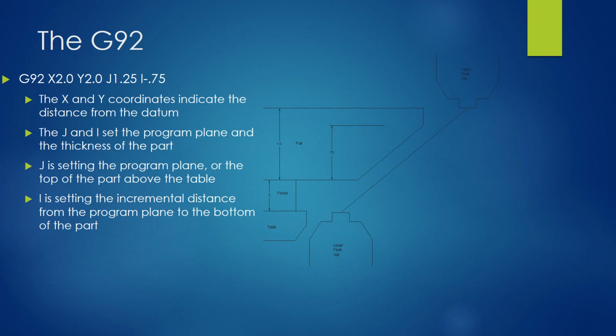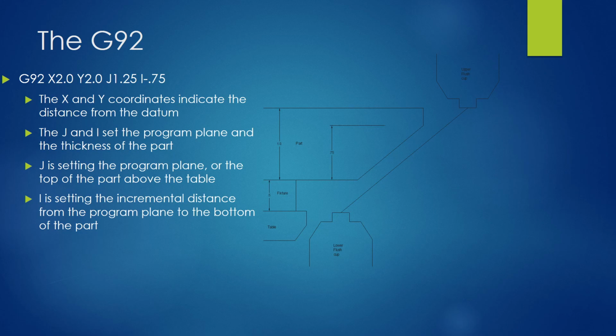The other thing that it's establishing is my program plane. So that part's a little more abstract. If we look, the J and the I: the J is setting the program plane. That's the distance from the table to where we're actually cutting our geometry. And the I is our incremental distance from that program plane to the bottom of our part. So in this case, and most of the time, your J and your I are going to be the same, just the I will be negative.